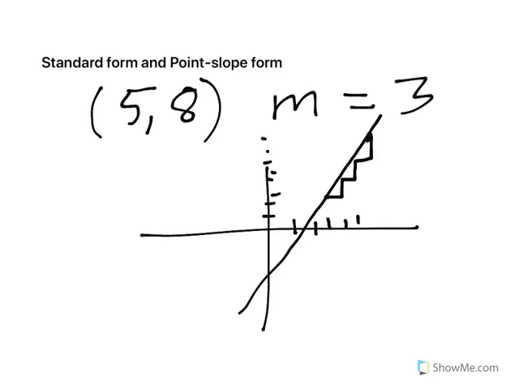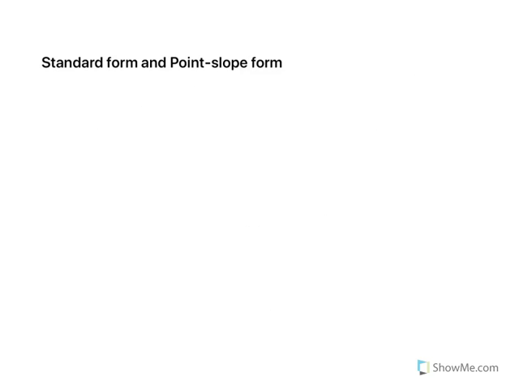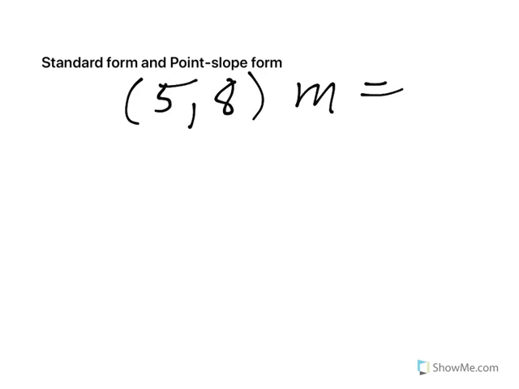But you'd have to keep on counting to figure out where the y-intercept is, and you don't know the equation for the line. So the point-slope form is a way to get you from having one point and a slope to an equation, the slope-intercept form.